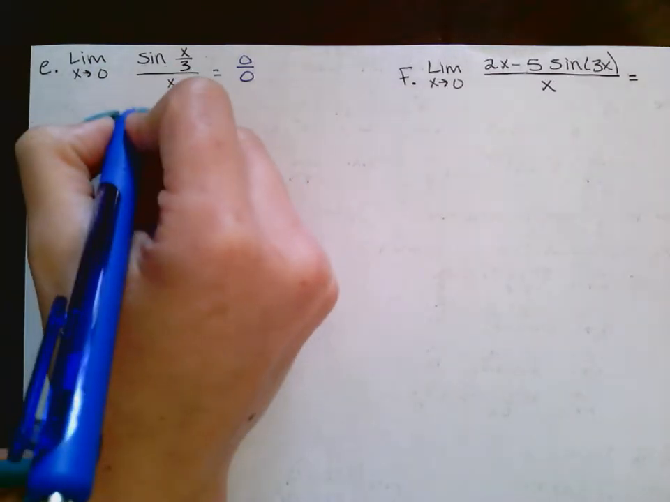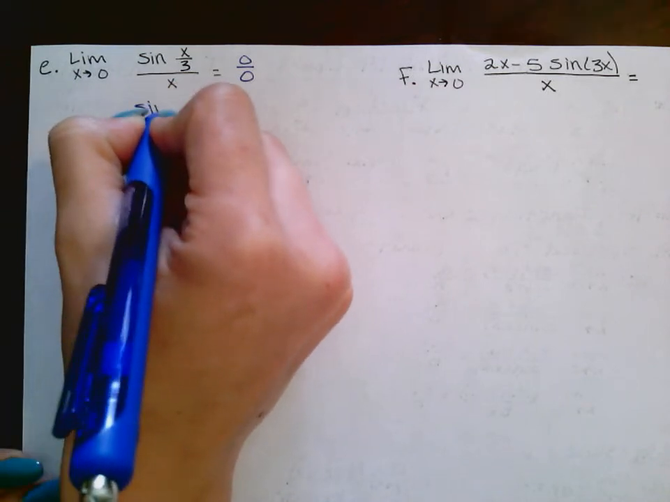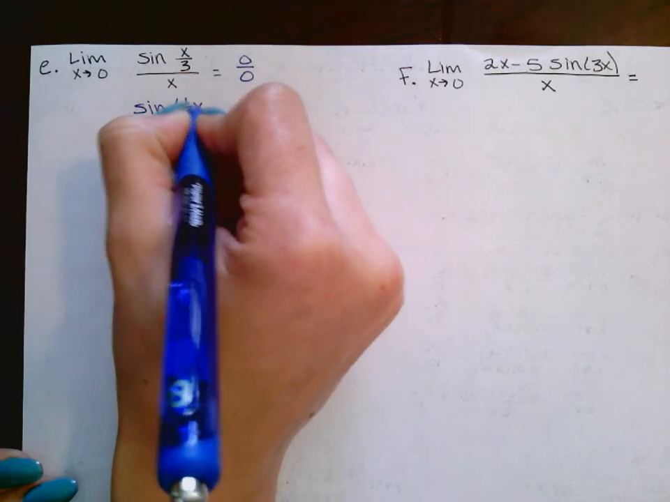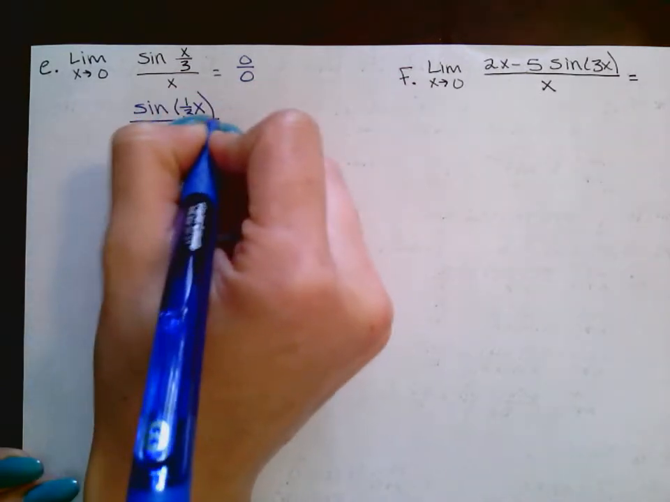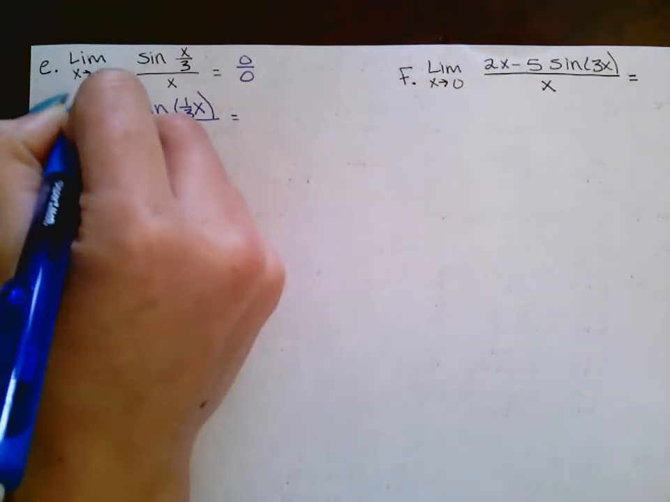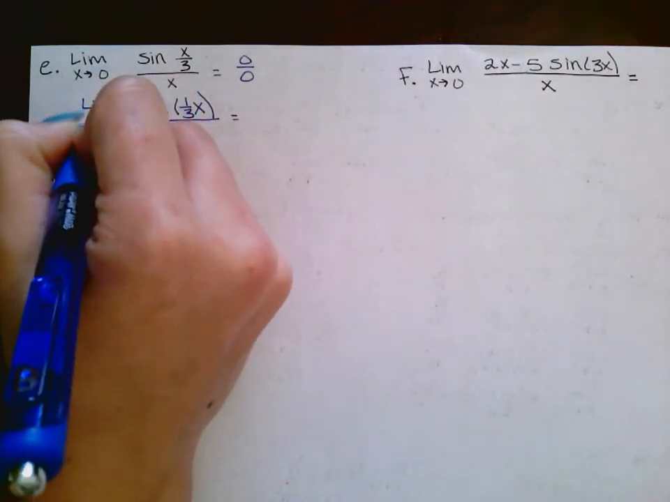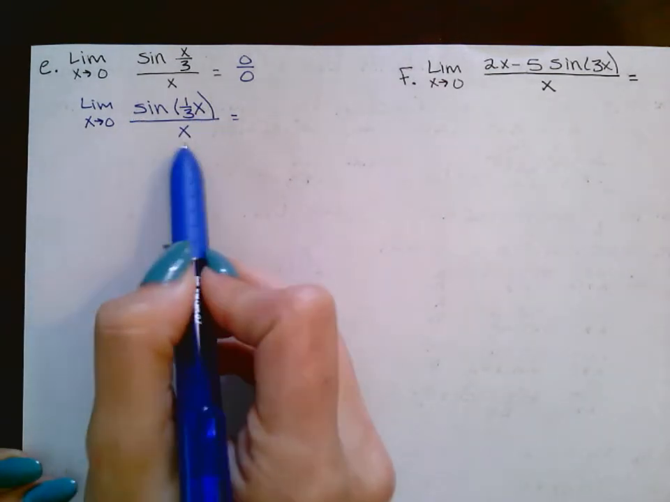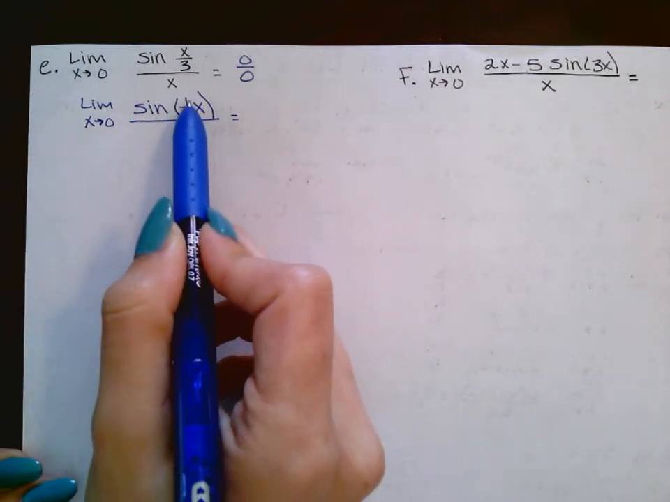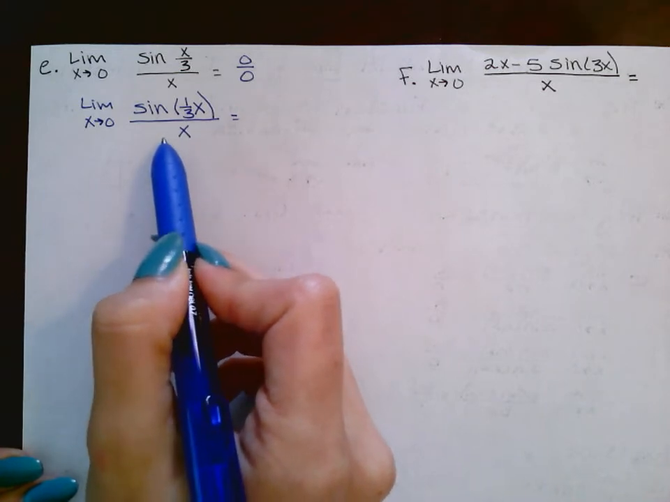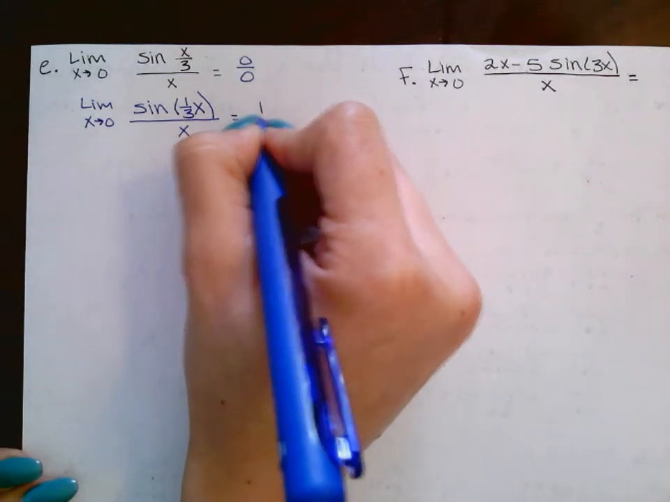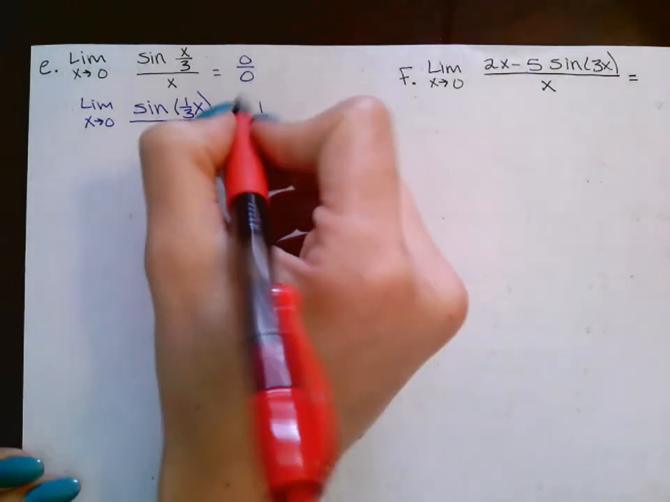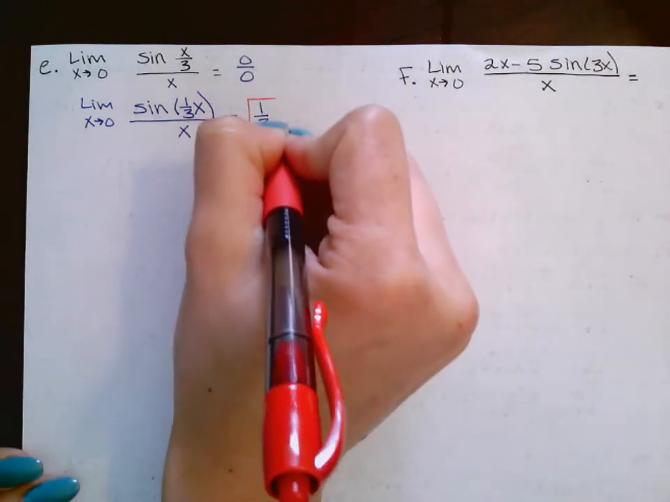Now, this may be easier to see if I change that x over 3 to a third x, over x. And now we have the limit as x approaches 0. I have sine of an x over an x, so I'm just going to use my coefficients. It's 1 over 3 divided by 1, which is just 1 over 3. And again, the more you have these memorized, the easier they're going to be to spot.